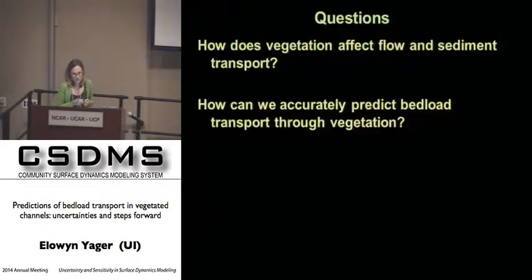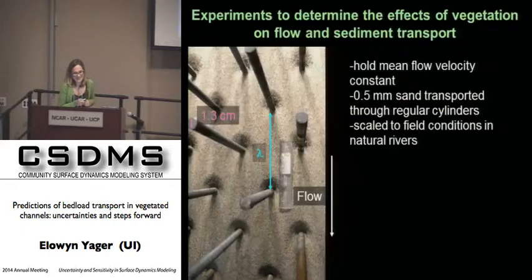So that motivates our two basic questions that I'll try and at least partially answer today. The first is, how does vegetation affect flow and sediment transport in river systems? And again, I'm focusing on bed load, not suspended load here. And then, is there a way we can accurately predict bed load transport through vegetation? So I'm going to focus on the first question first, and that's going to be through some highly simplified flume experiments.